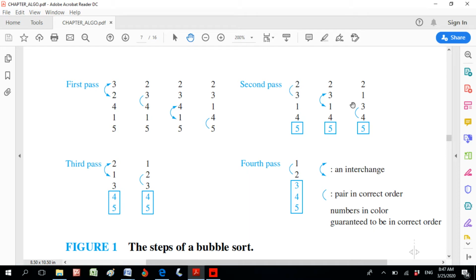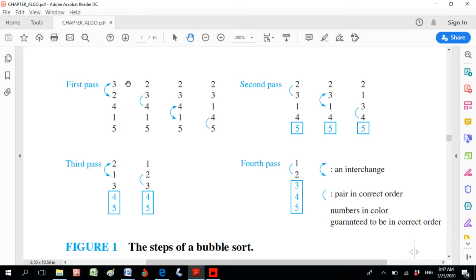Let me explain to you how this diagram works. There's actually a legend here. Whenever you see this symbol, there is an interchange that will take place, and whenever you see this symbol, the pair is in the correct order already. So let's try to look into this one now. On the first pass, on the leftmost side, this is actually the given: 3, 2, 4, 1, 5.